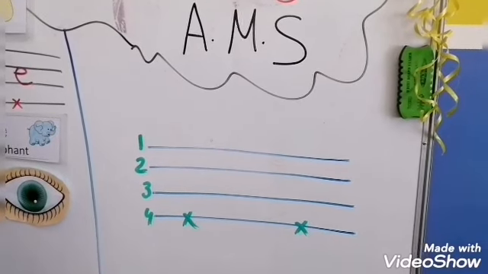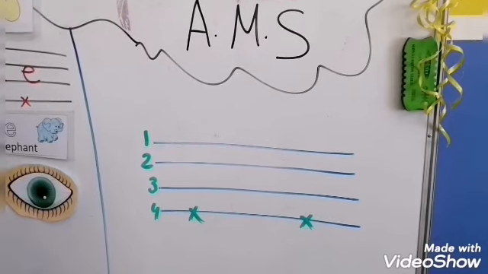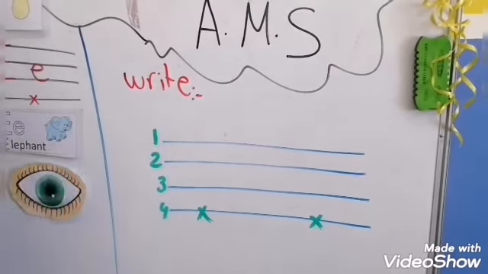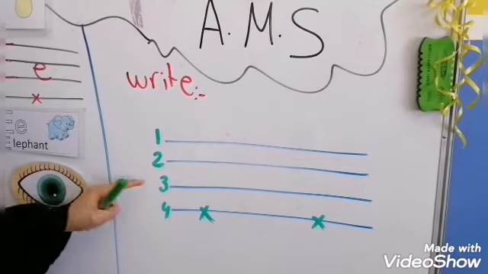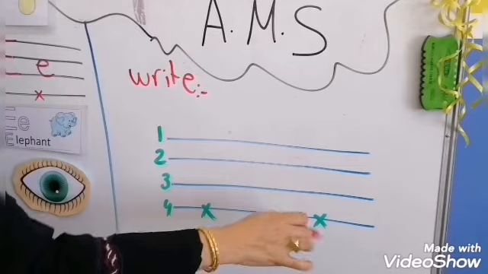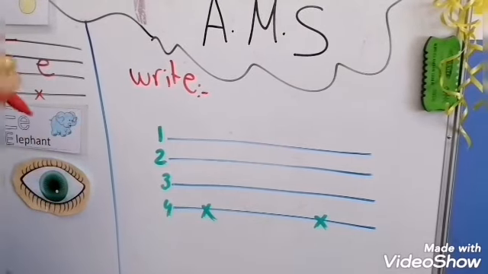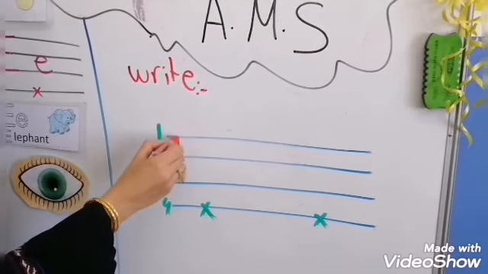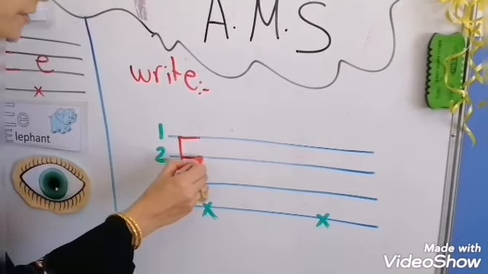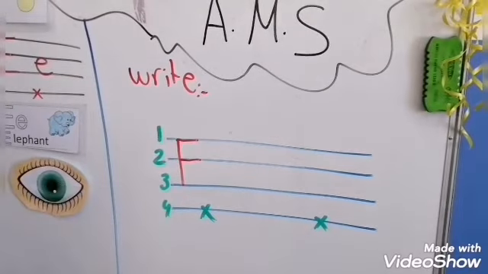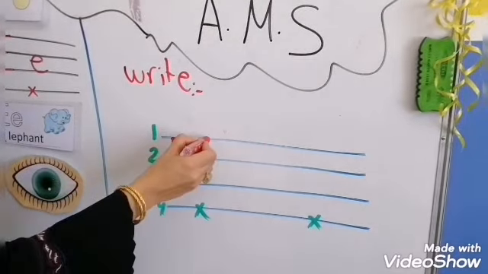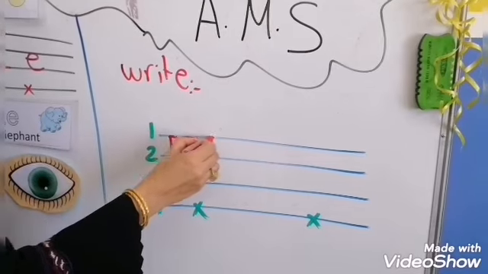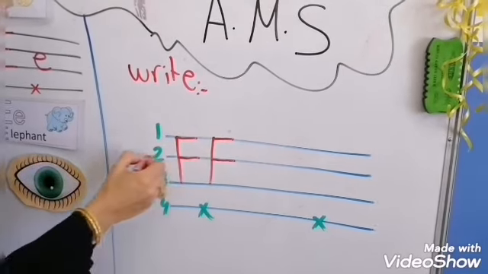Let's remember how to write letter capital F and small f. We have four lines. Line number one, line two, line three, line four. Line number four, we don't need it. First step for the capital, put a dot on line number one, go down, then make a line on line number one, make a line on line number two. F capital.